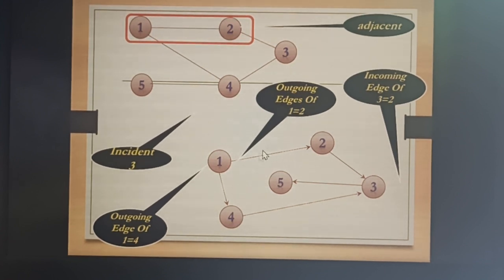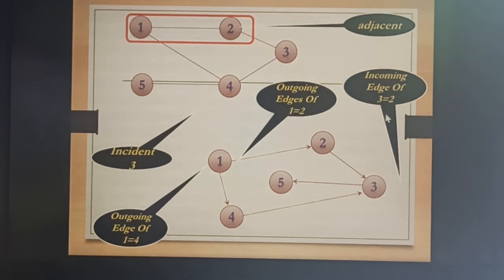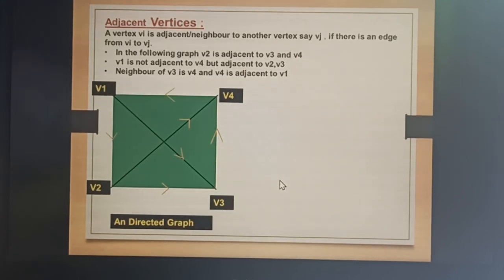Okay, so now 1 2. This is outgoing for 1 but incoming for 2. Here 2 3 is the incoming edge of 3. So these are your outgoing and incoming edges.